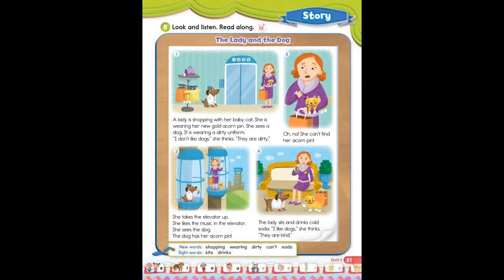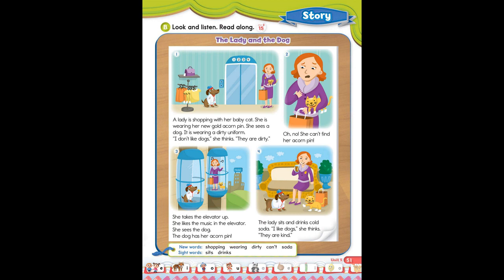Page 51. Story. B. Look and listen. Read along. The Lady and the Dog. 1. A lady is shopping with her baby cat. She is wearing her new gold acorn pin. She sees a dog. It is wearing a dirty uniform. "I don't like dogs," she thinks. "They are dirty."